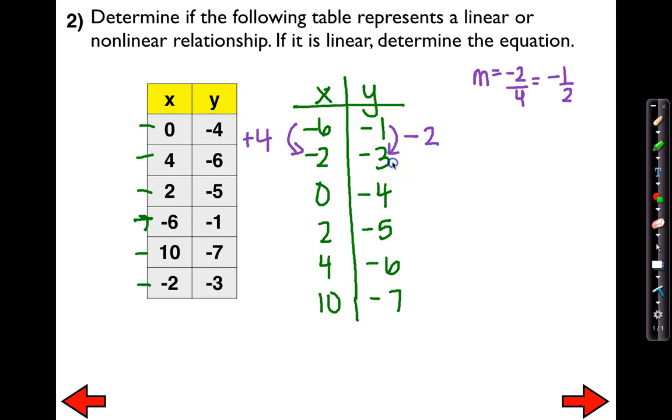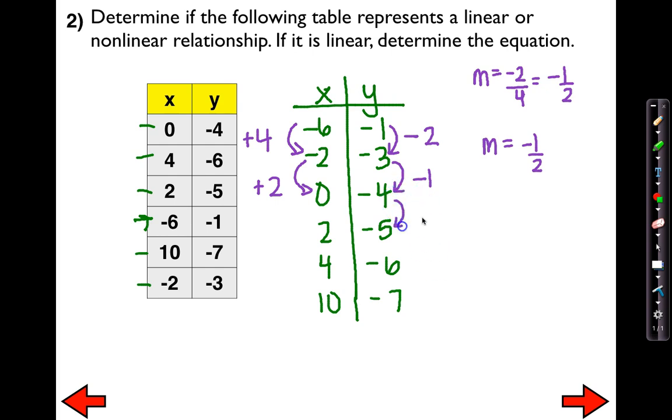So I'm going to continue. From negative 3 to negative 4, we subtract 1. From negative 2 to 0, we are adding 2. So the slope here is negative 1 over 2, which is negative 1/2. So far, so good. It is moving at a constant rate.